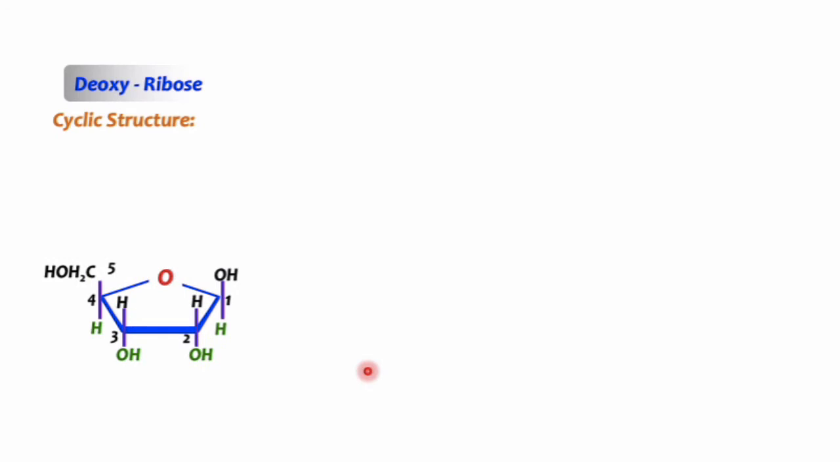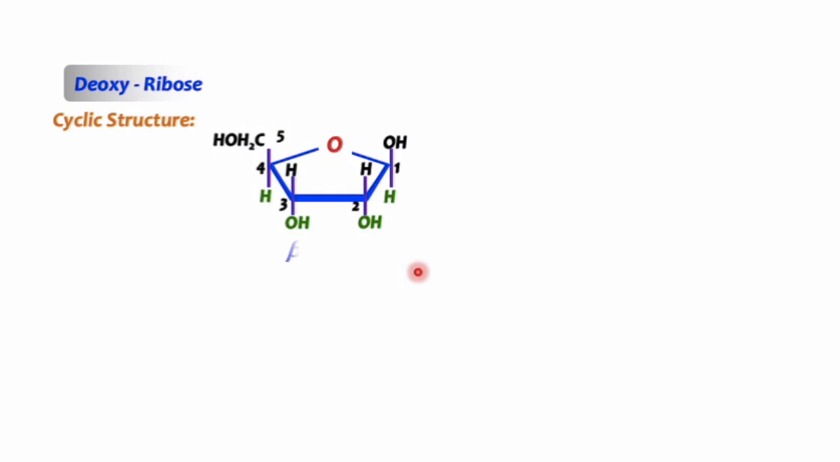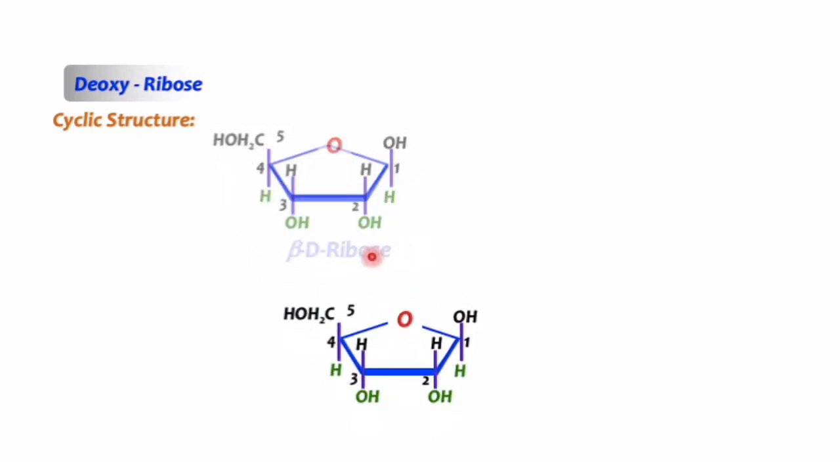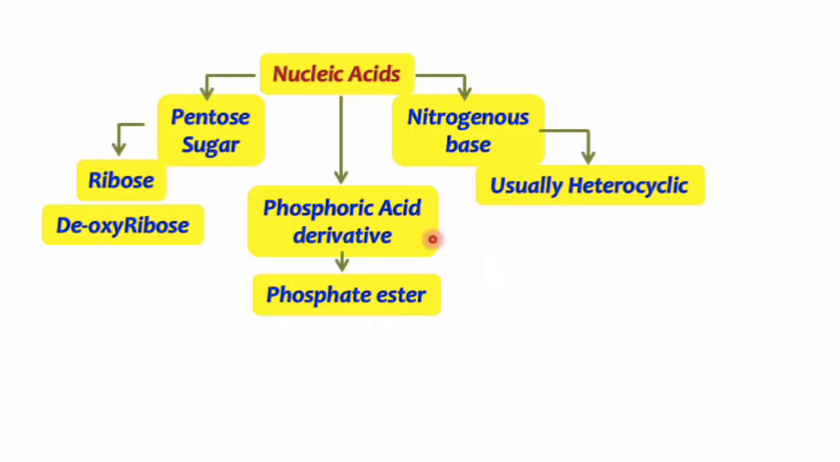Now coming to deoxyribose. Now observe this cyclic structure of ribose. Suppose we take this beta D ribose, the same beta D ribose except on the second carbon. Check out carefully, on the second carbon, if I replace that with hydrogen, that means it got deoxified, so we call it beta D deoxyribose. Okay, so that is about ribose and deoxyribose.